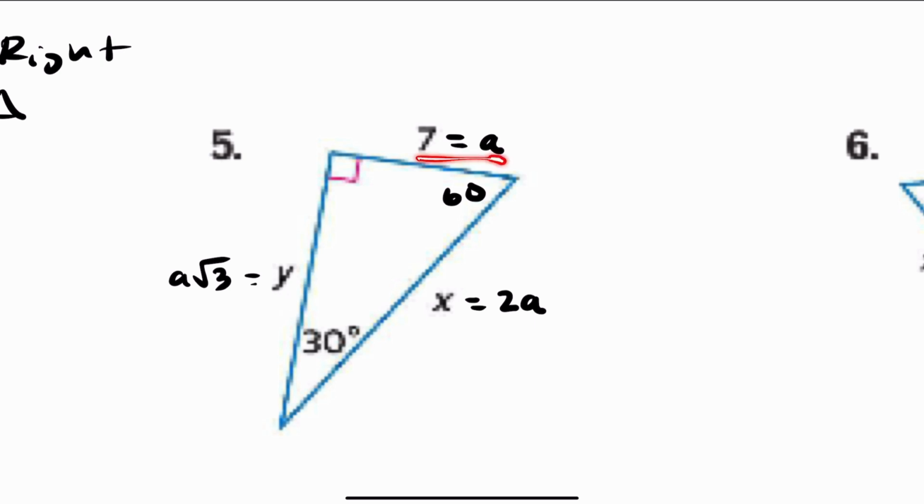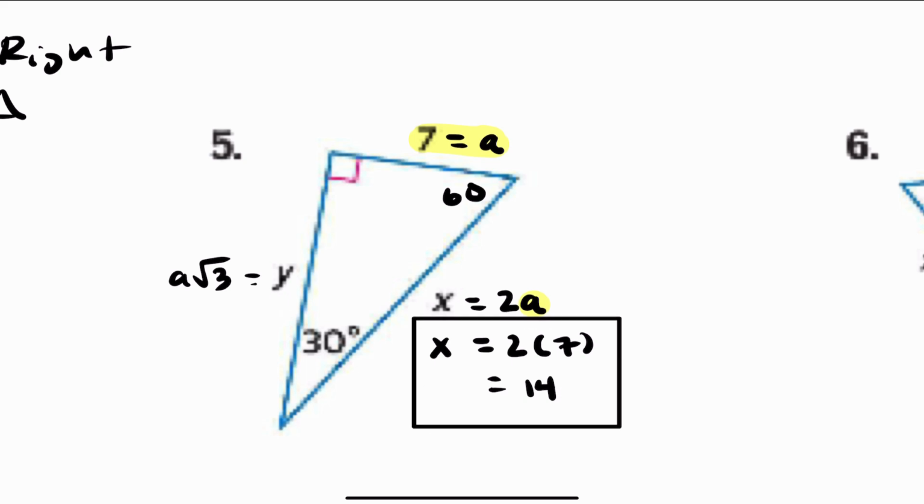Note that 7 is equal to A, right? If 7 is equal to A, and here's A, all I'm doing is just plugging it in. So it's X equals 2 times 7, that's 14. Okay, so that's what X is equal to. X is equal to 14.